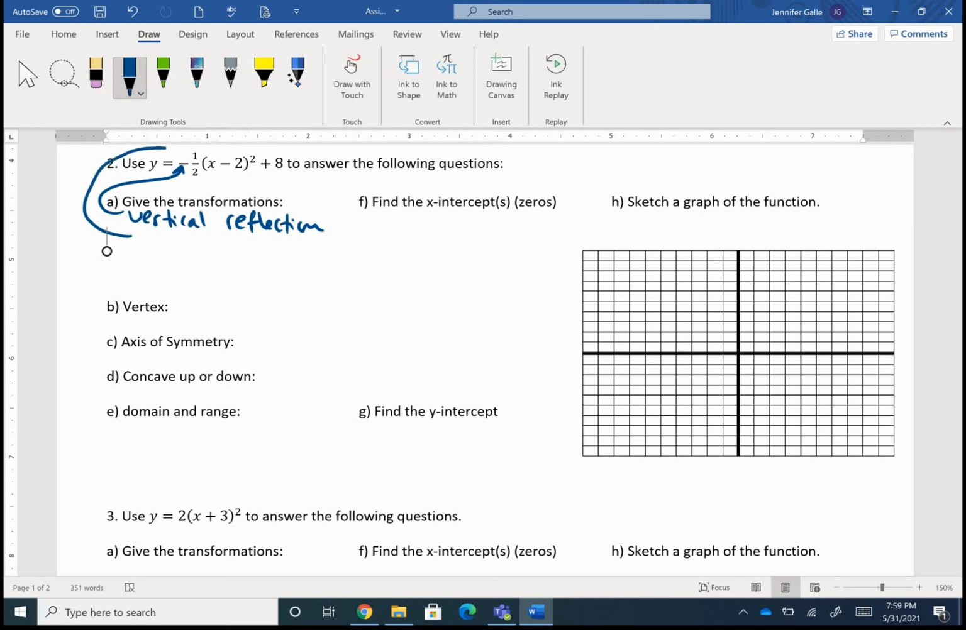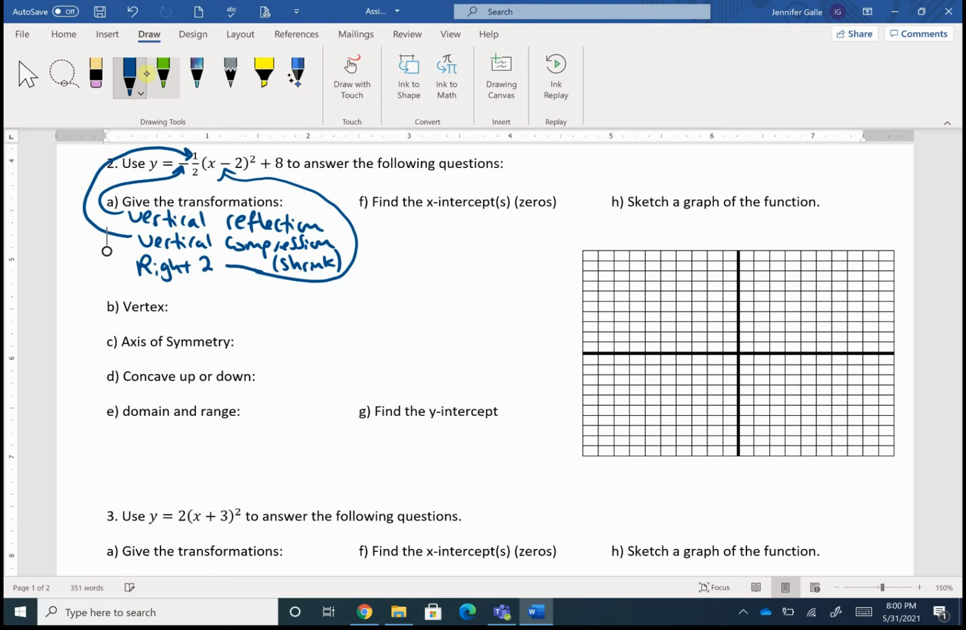Then the 1/2, remember we look at that multiplier without the sign. So the 1/2 is smaller than 1, so it's going to cause a vertical compression, or a shrink. I know there's a mixture of what you guys like to call it. Either one's fine. The -2 inside the parentheses, again, it's a -2. It actually is opposite of what we think it should be, so it actually does go to the right 2.